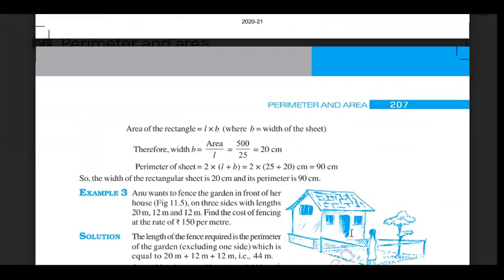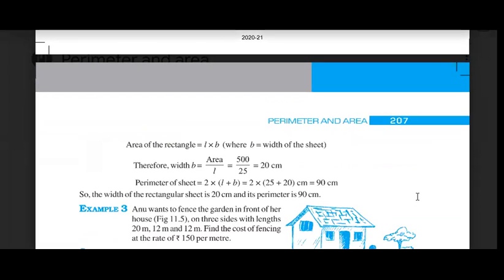Now try to solve question number 3. Guys, try to solve question number 3. Think about it. Read the question. And if you're not getting, please ask. Okay, guys, try to calculate by yourself.